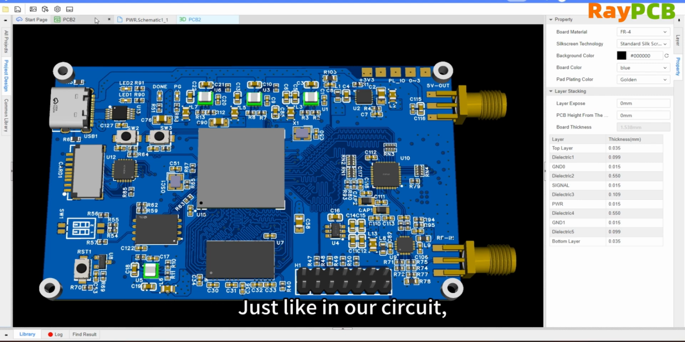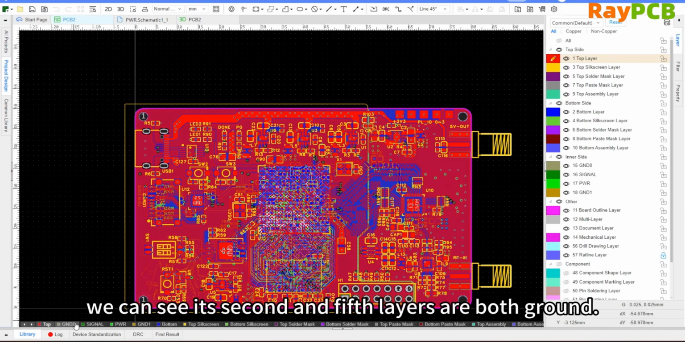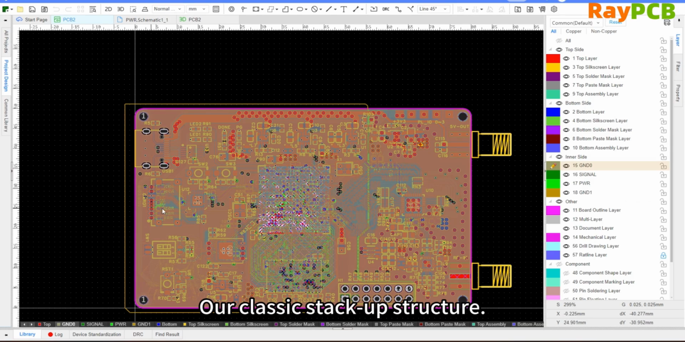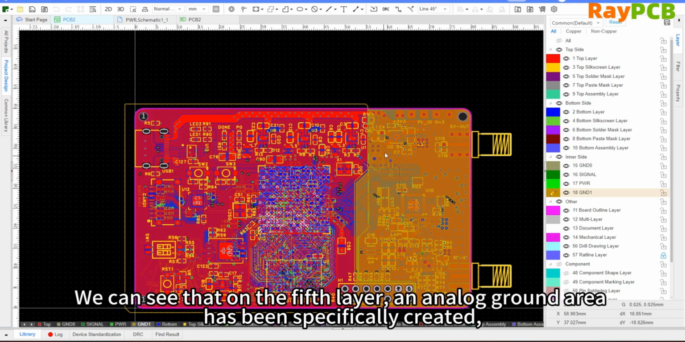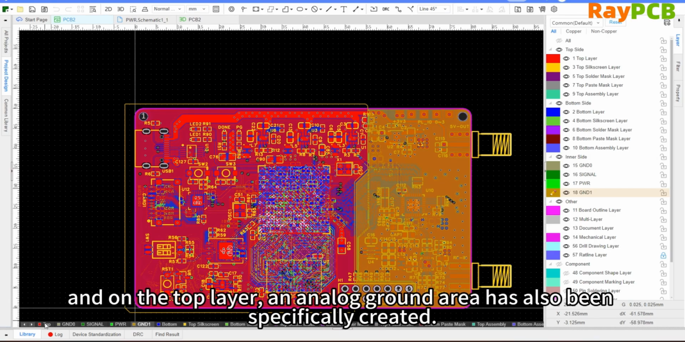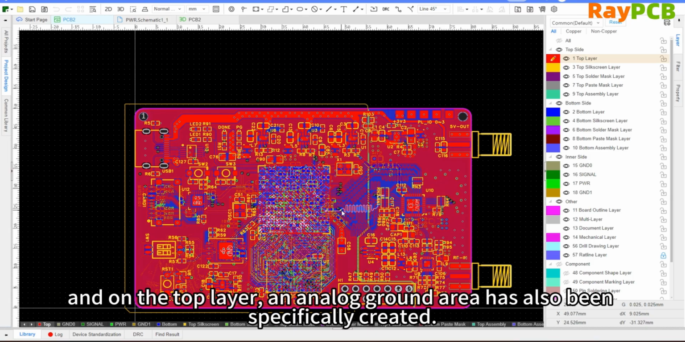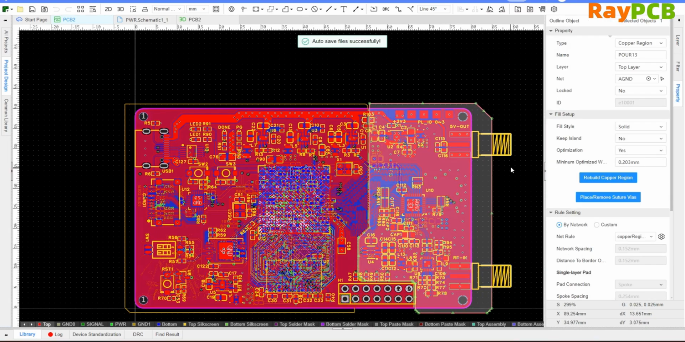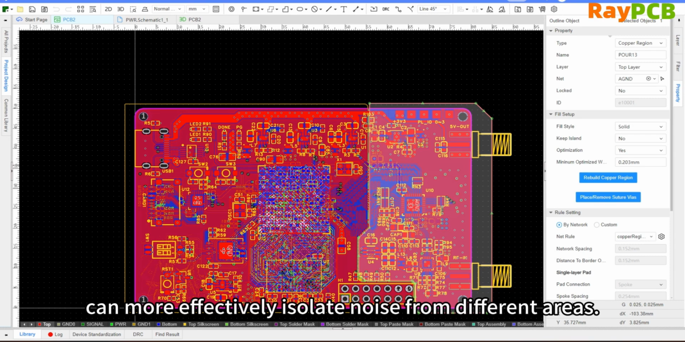For example, in this computer, we can see its 2nd and 5th layers. Here are 2 ground layers. This is our power distribution structure. You can see that on the 5th layer, a specific area is designated for analog ground, and on the top layer, there is also a dedicated analog ground area. Having more layers and ground planes provides greater flexibility and allows for more effective isolation of different regions.